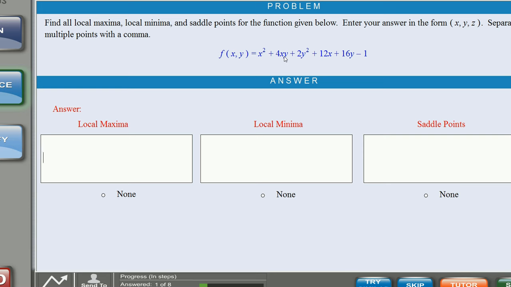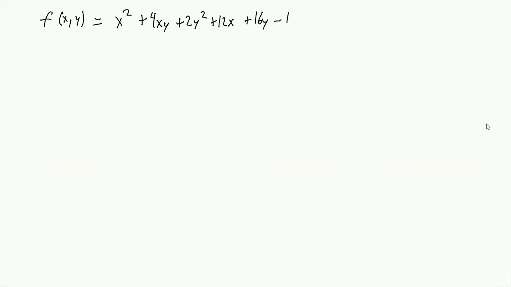Okay. Let's go through our process. So we need to get our first derivative, f sub x. I'll start with that. Derivative of x squared would be 2x. The derivative of 4xy would be 4y. The derivative of x is 1.